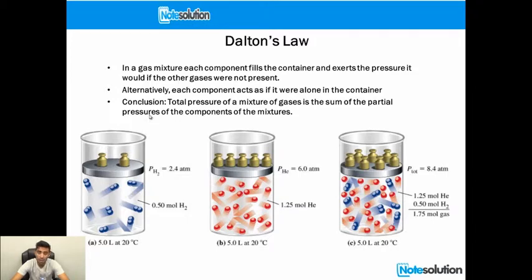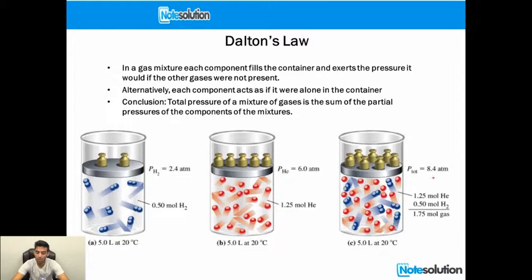So if you add up the partial pressures of the different gases present, you will get the total pressure of a mixture of gases. So we have an example here. This is the pressure of hydrogen, for example, in a container, and it's equal to 2.4 atmosphere. And the number of moles of hydrogen present is 0.5 moles. Helium, on the other hand, here in the same container, has a pressure of 6.0 atmosphere, and there is 1.25 moles of helium.